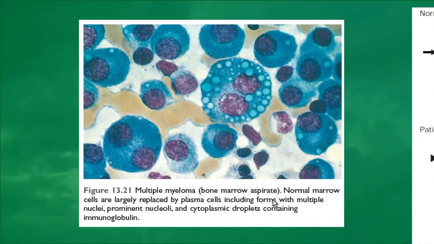Bone marrow aspirate. These are the inclusions we were talking about. These are Russell bodies, and if there are inclusions within the nucleus, they are called Dutcher bodies. And this can be called a moat cell. This is a moat cell. Multiple Russell bodies within a cell.